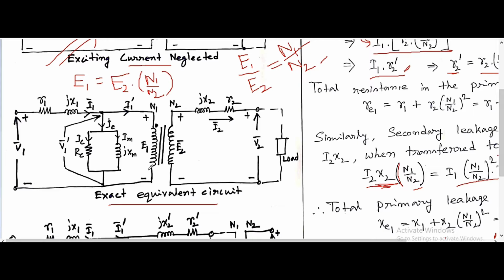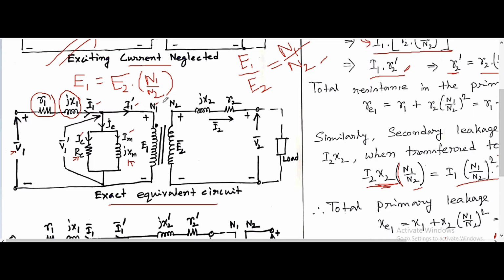The exact practical transformer equivalent circuit. In this equivalent circuit, V1 is the supply voltage to the primary circuit, R1 is the primary winding resistance, jX1 is the primary leakage reactance, I1 is the primary current, I1 dash is the counterbalancing current. Now IE is the exciting current, which is divided into two parts, core loss current and magnetizing current. RC is the core loss component, XM is the magnetizing component.